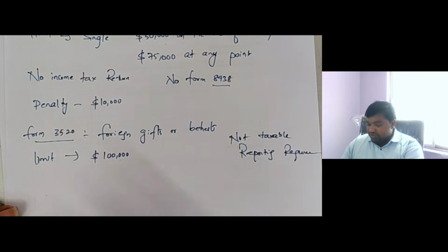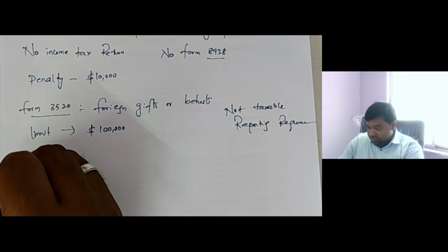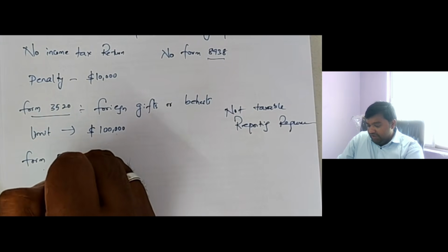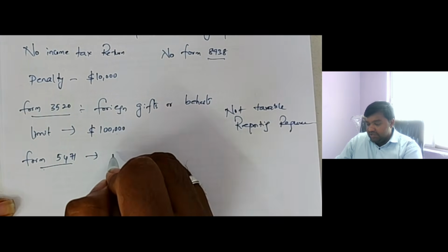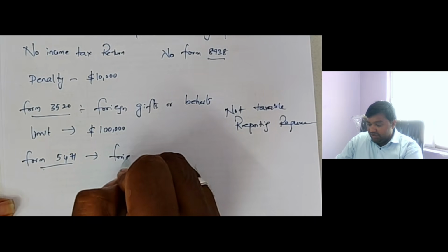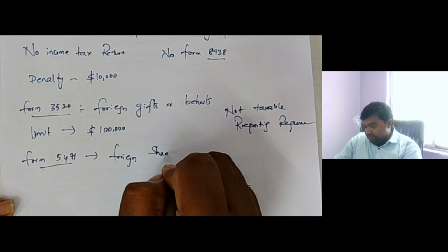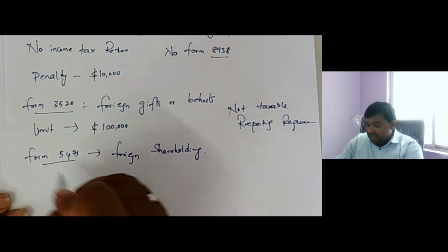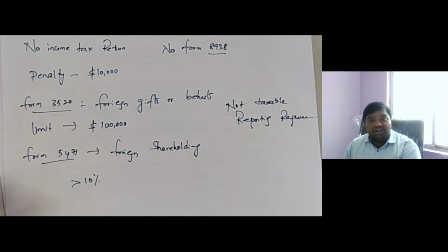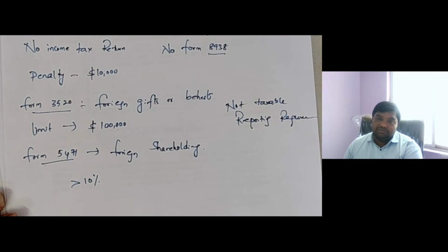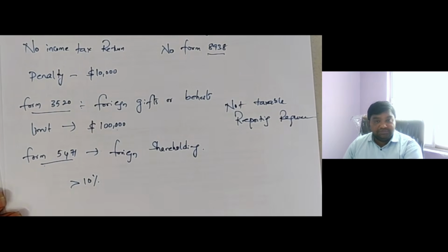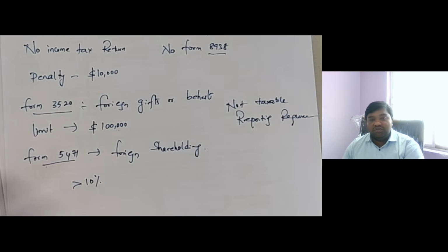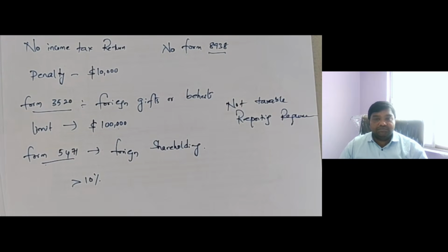There is another type of reporting which you have to do, that is form 5471. This is for your foreign shareholding. If you are holding more than 10% of any foreign shares, then you have to report in form 5471. You have to report, 100%. If you are holding more than 10% of any foreign corporation shares, you have to report in 5471.